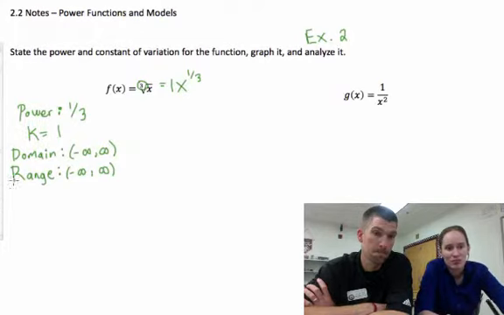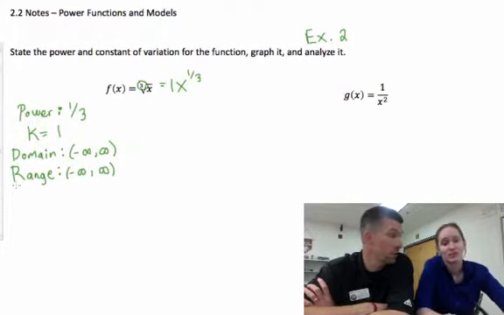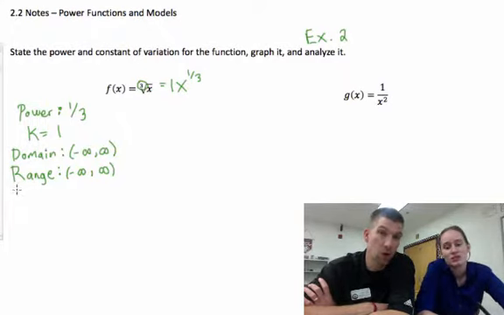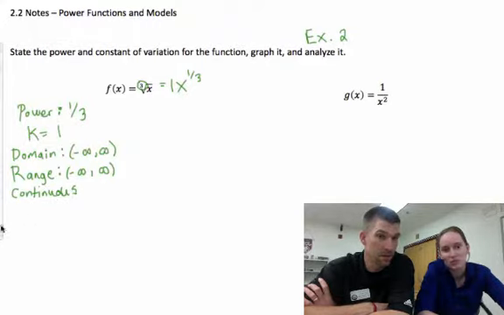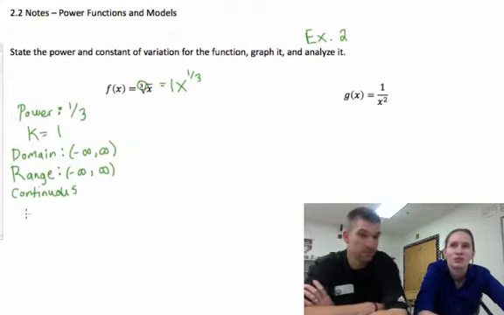Now let's think about continuity. Is it continuous? Can you draw this graph from left to right without picking up your pencil? I can. So it's continuous. Continuous is hard to spell. What's after continuous?